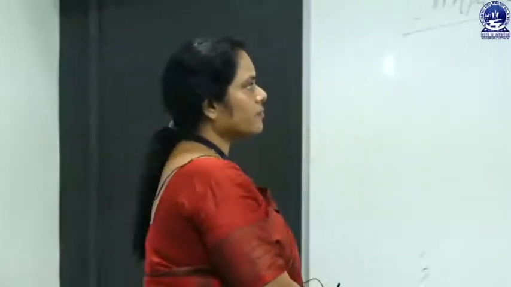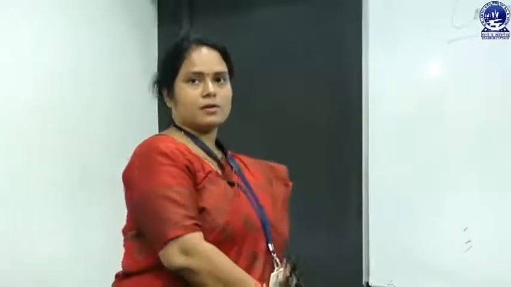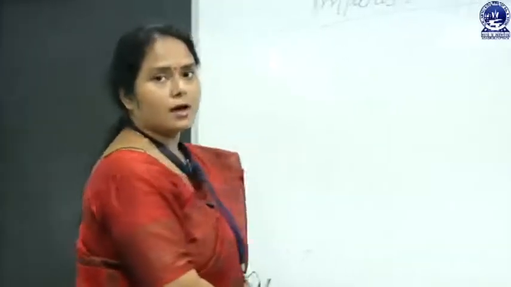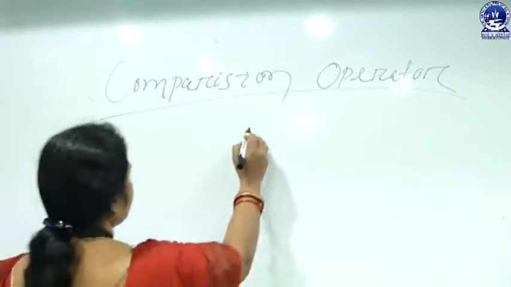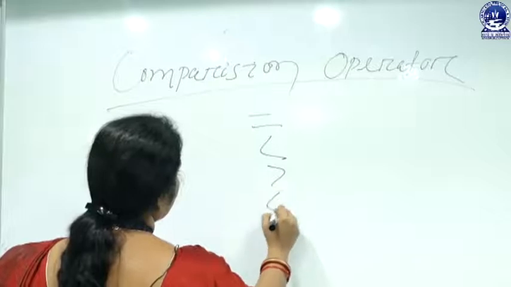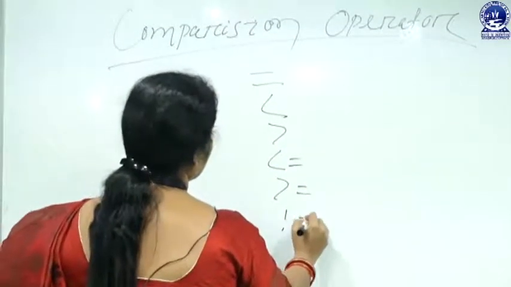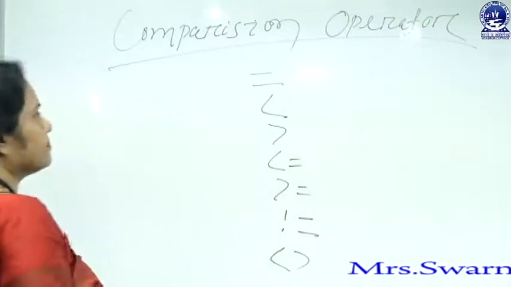Next one is the comparison operator. This operator helps to compare two numbers, whether one number is greater or smaller. We are able to find this by using this operator. The comparison operators are equal to, less than, greater than, less than or equal to, greater than or equal to, not equal to, like this.